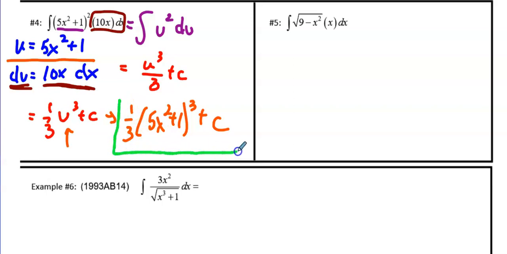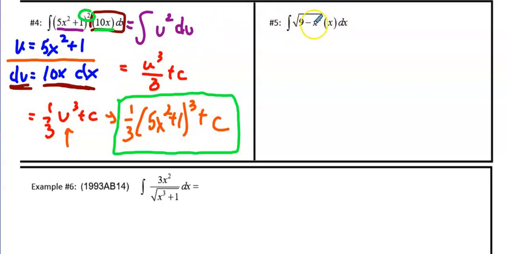And if you were to take this derivative, you're actually going to get this back. We move the 3 down, the 1/3 and the 3 cancel. So we're left with 5x squared plus 1 to the 1 less power, hence the 2. And then by the chain rule, you're going to multiply by the derivative inside, which is the 10x. So that's what you do for this question. Okay, so it's actually a pretty awesome problem to do.